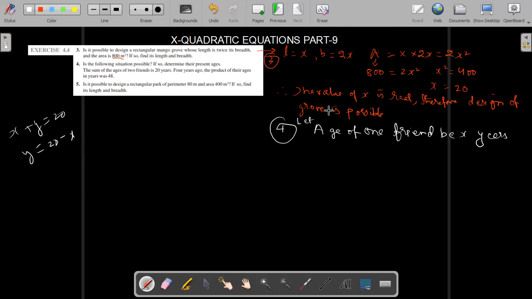We have to take only one variable. Then the age of the other friend is equal to 20 minus x years.